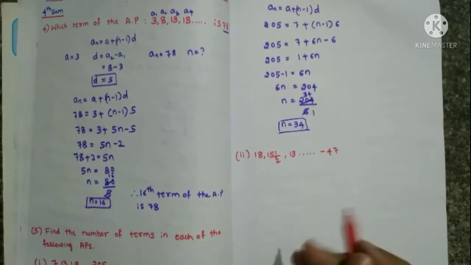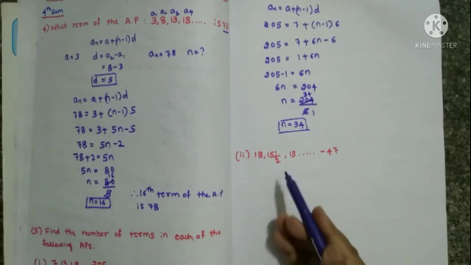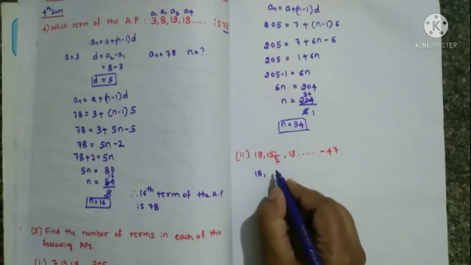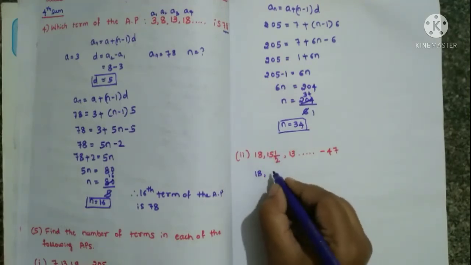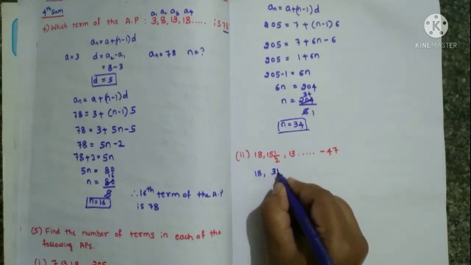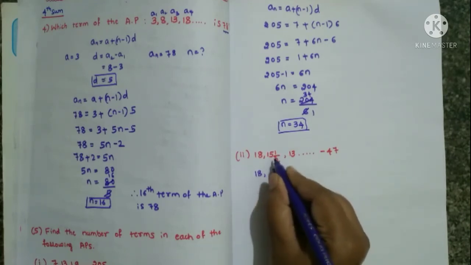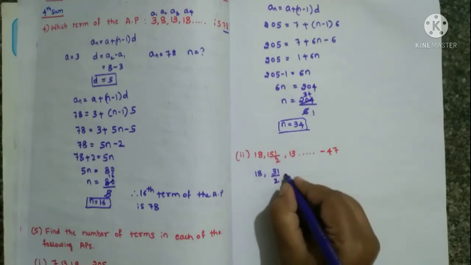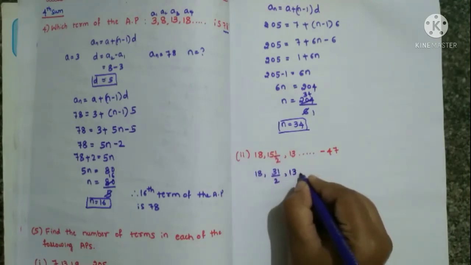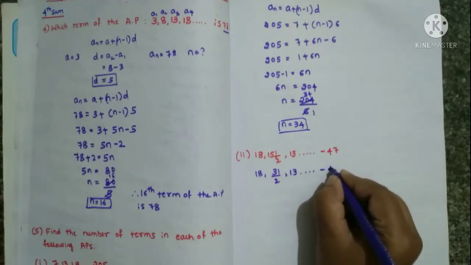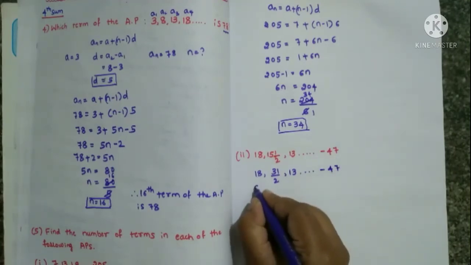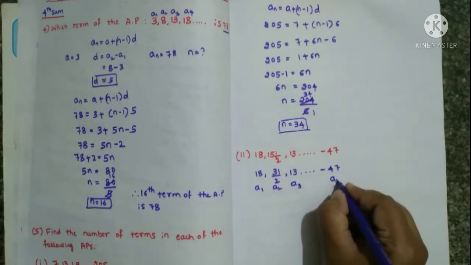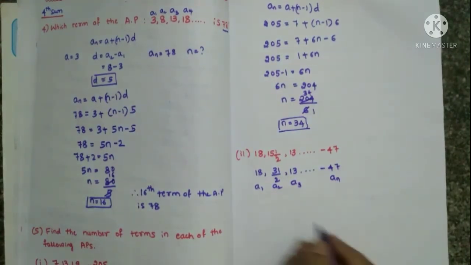Okay, first I will convert this second one into improper fraction. 15 to the 30 plus 1, 31 by 2. This is mixed fraction they have given. 15 to the 30 plus 1, 31 by 2. Then 13, so on up to minus 47. This is A1, A2, A3, last term is AN. Okay, like this you have to find it.